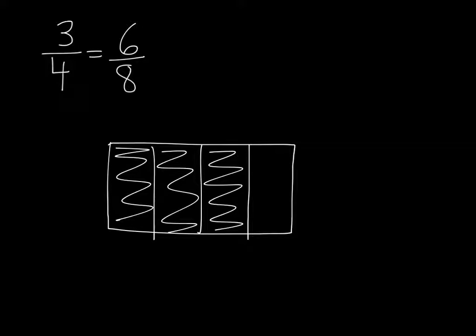Now if I wanted to get 8 pieces all together, I would have to break each of those fourths in half. Now I have 8 pieces all together, and then I'm going to count up how many of those are shaded, because now each of these boxes is 1/8. So I have 1, 2, 3, 4, 5, 6. So this is a true statement. 3/4 is equal to 6/8.